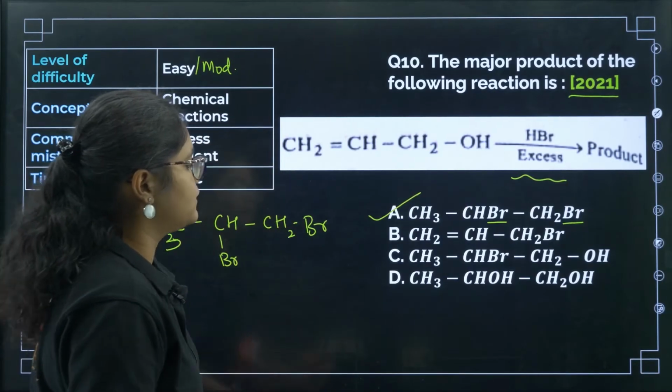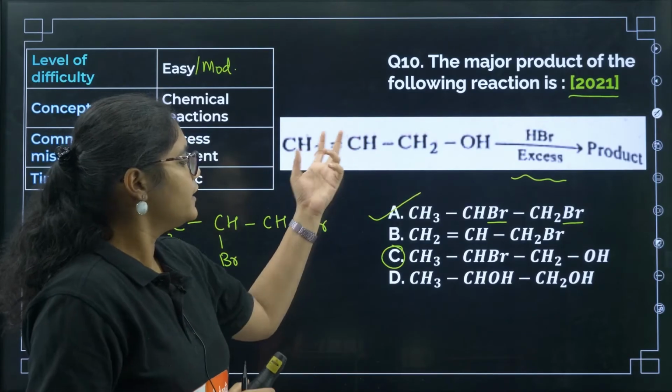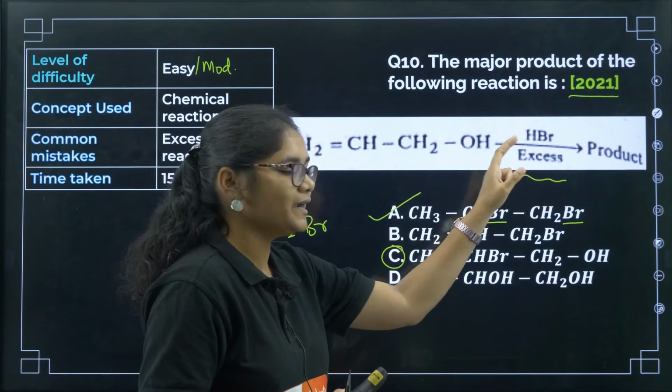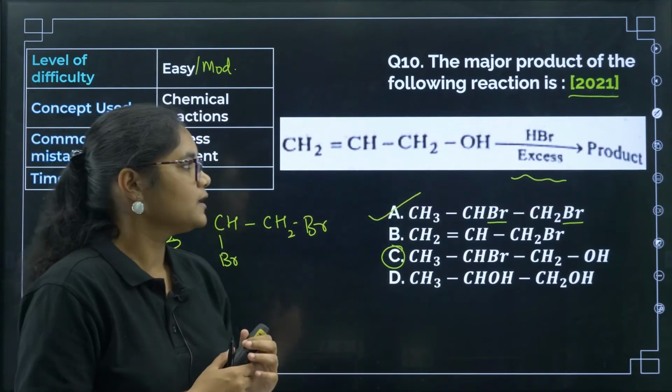Many of you might write option C as the correct answer, because you will just add HBr following Markovnikov's rule, but you should remember here that it is given in excess. So this OH will also react. Fine.